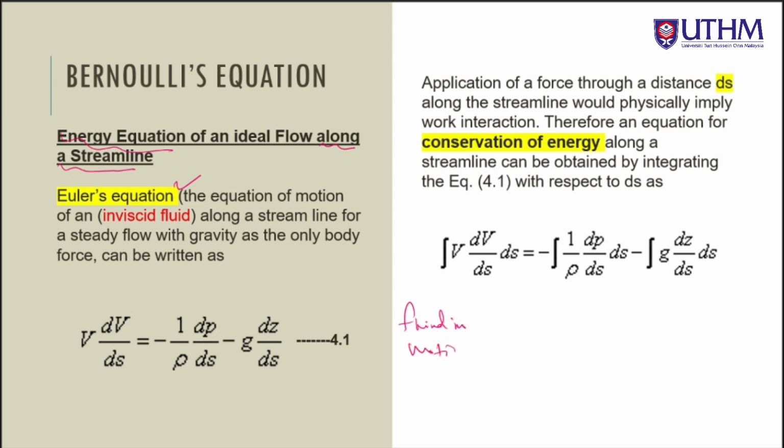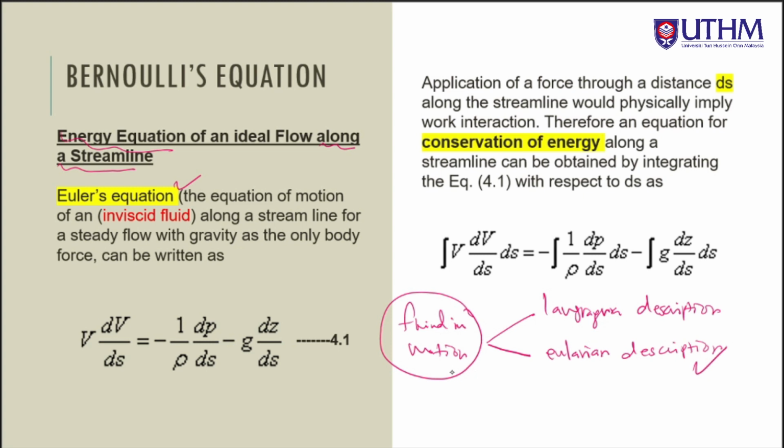We can describe it in two systems, either the Lagrangian description or the Eulerian description. Okay, so here the Eulerian description is used. So basically, in describing fluid in motion, these are the two systems or descriptions that we can apply. So what is the difference between Lagrangian and Eulerian?